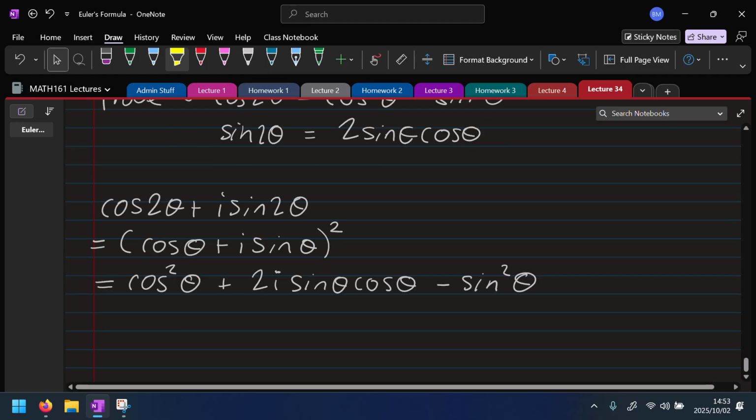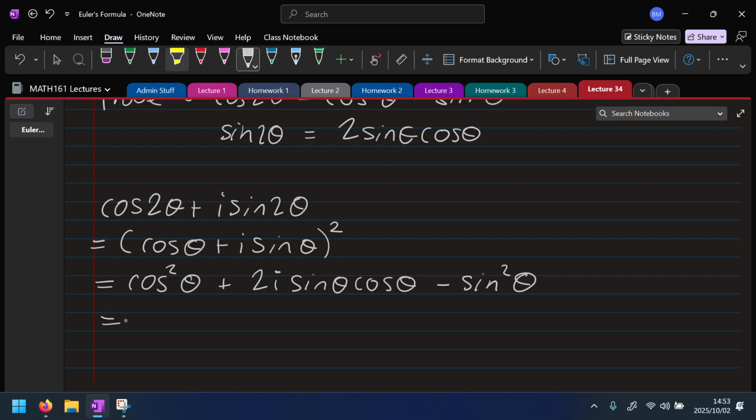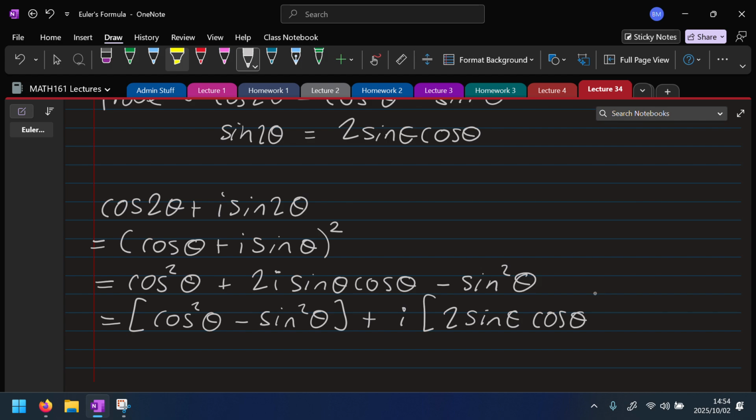Okay. Now we're going to group together the real parts and the imaginary parts. So square brackets for the real parts, plus i, and then square brackets for the imaginary parts. Okay. Now what did we want? Cos 2 theta, that is the real part of whatever we have here.